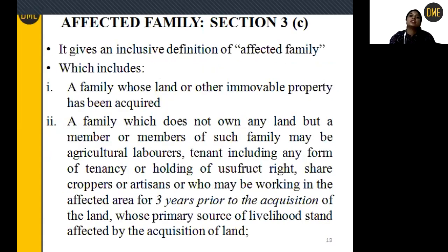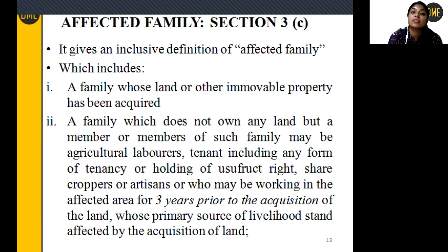The next definition is the affected family, which has been given under section C. Who is the affected family? It gives an inclusive definition, which includes a family whose land or other immovable property has been acquired, and a family which does not own any land, but a member or members of such family may be agricultural laborers, tenants, including any form of tenancy or holding of usufruct right, croppers, artisans, or who may be working in the affected area for 3 years prior to the acquisition of land, and whose primary source of livelihood stands affected by this acquisition of land. So this would also be covered under the definition of affected families.